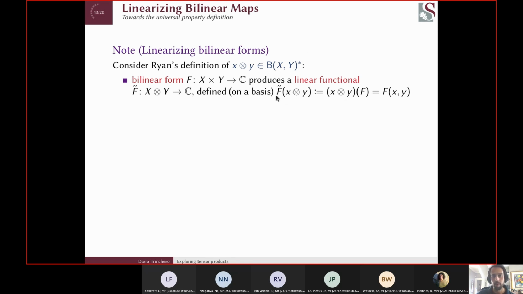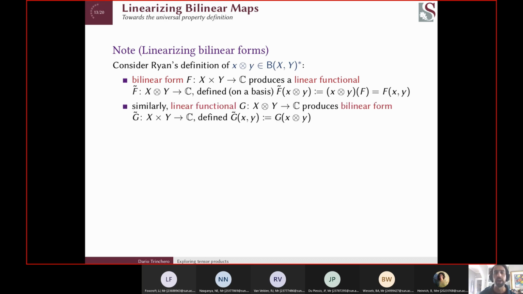And what do I mean by that? Well, remember, the tensor was defined, according to Ryan, as a linear functional acting on bilinear forms. So we have a bilinear form, capital F. So this linear functional can just act X tensor Y on capital F, which according to Ryan was defined as such, F of X comma Y. So from a bilinear form, we've obtained a linear functional, but instead on the tensor product, instead of on the Cartesian product. And we can go the other way.